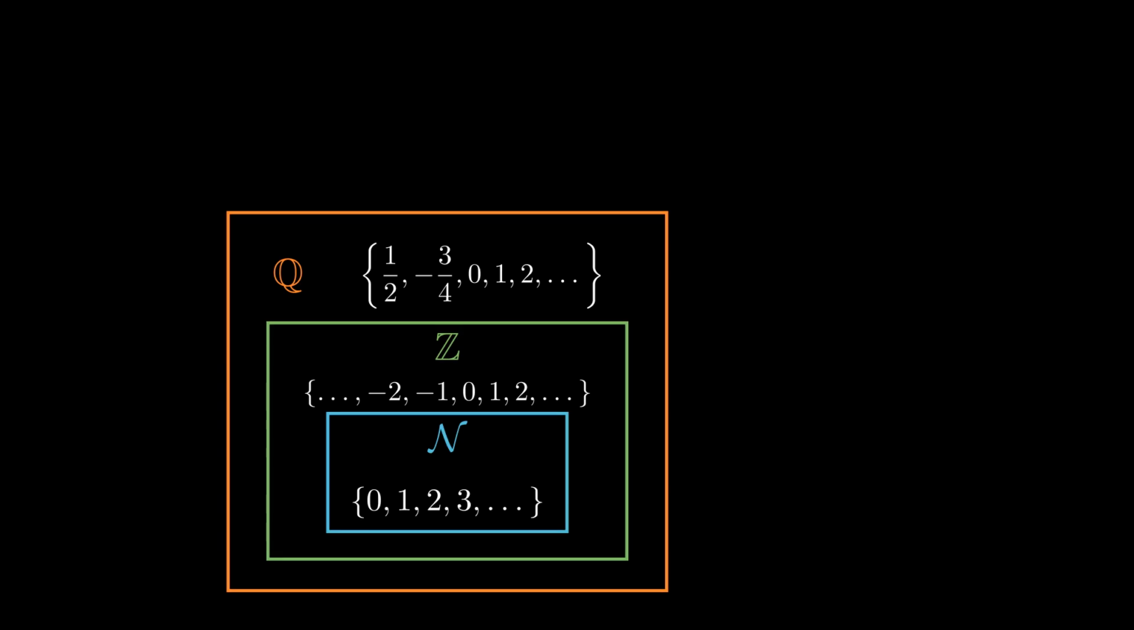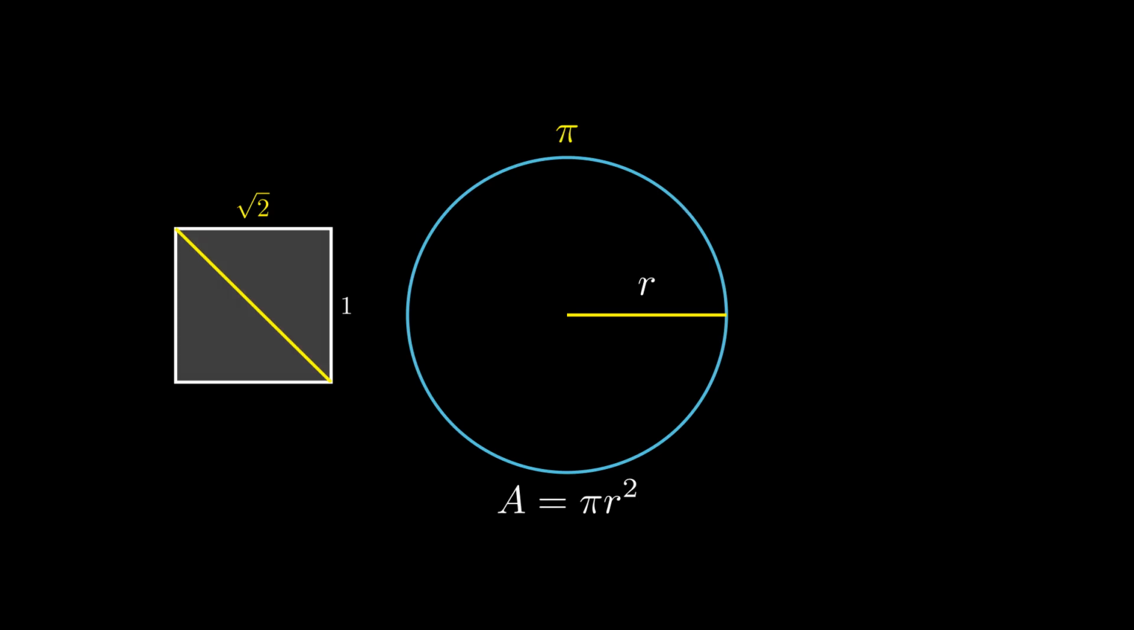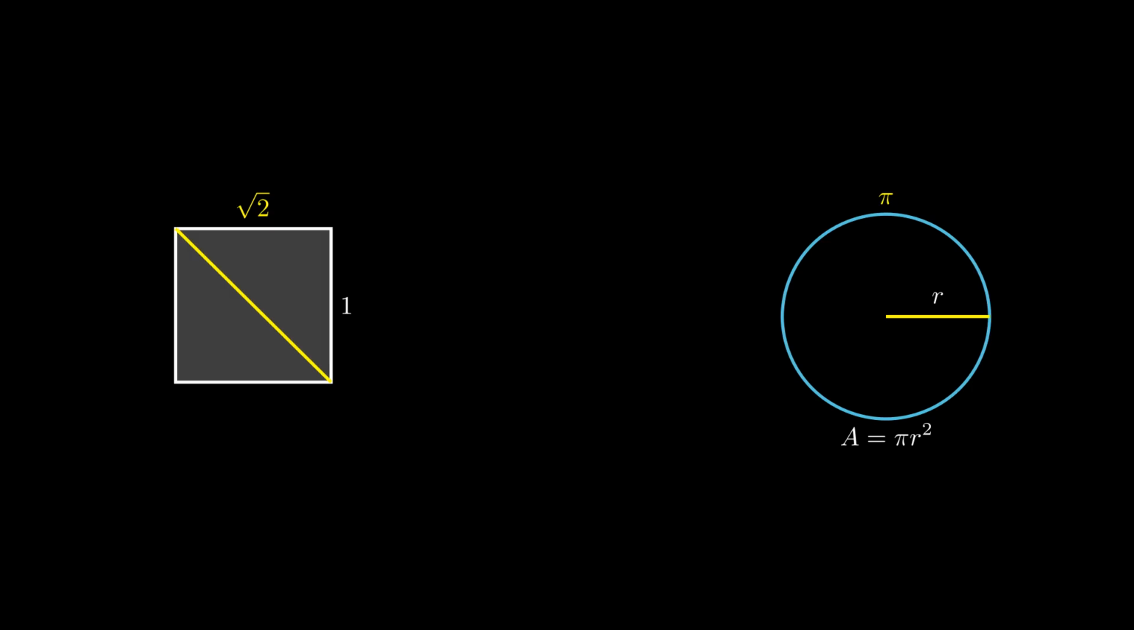Rational numbers cannot describe certain shapes or geometries. For example, we know that the diagonal of a square with side length 1 has a length that is the square root of 2 times the side length. This can be calculated using the Pythagorean theorem. The square root of 2 is not a rational number. We use another number to determine the circumference and area of a circle. This number is pi.